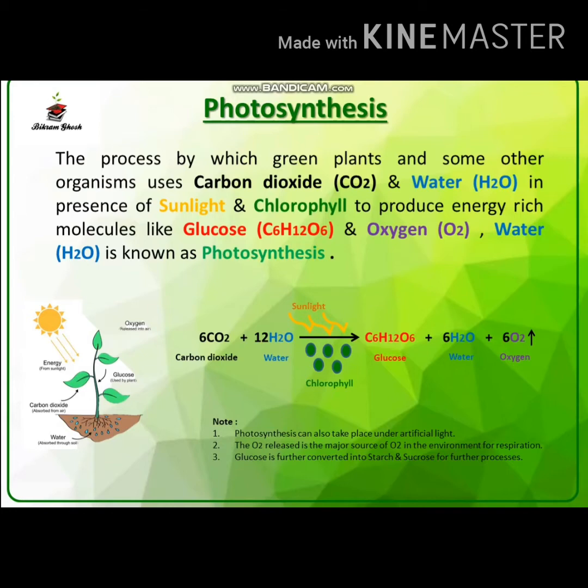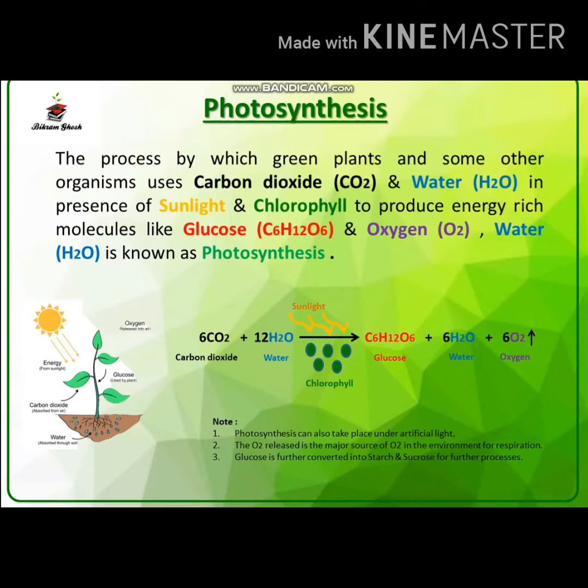Photosynthesis is the process by which green plants and some other organisms use carbon dioxide and water in the presence of sunlight and chlorophyll to produce energy rich molecules like glucose, and with glucose they produce oxygen and water. This process is known as photosynthesis.